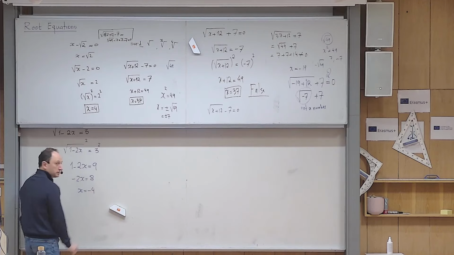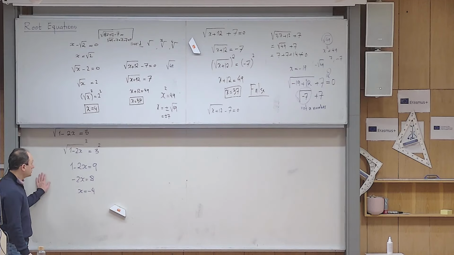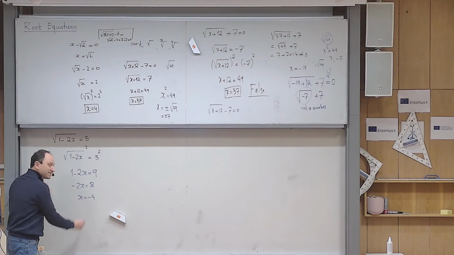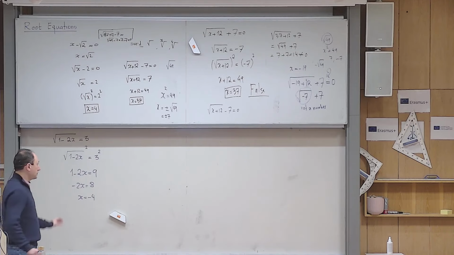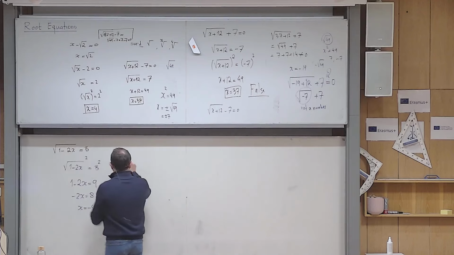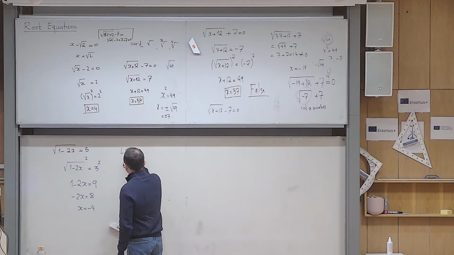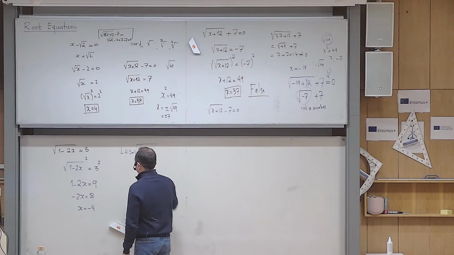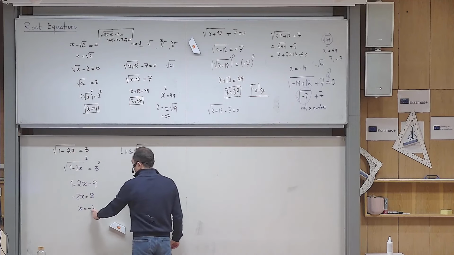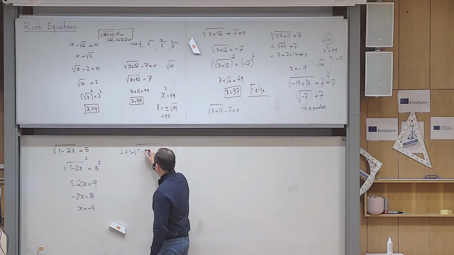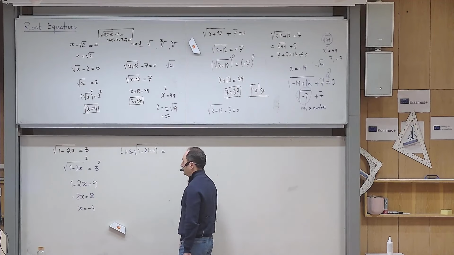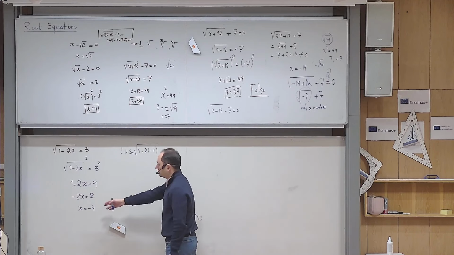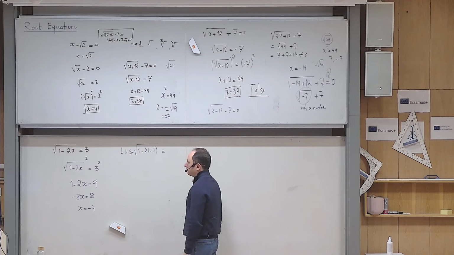Minus 4. But in this kind of questions, don't immediately accept it because it might be possible this is a false root. How should I check that? So you write here, left-hand side is equal to a square root of, you replace x with what you got. So it becomes 1 minus 2 times minus 4, and then calculate and see if it reaches the right-hand side. If it did, then it is correct. If it didn't, then it is a false root.